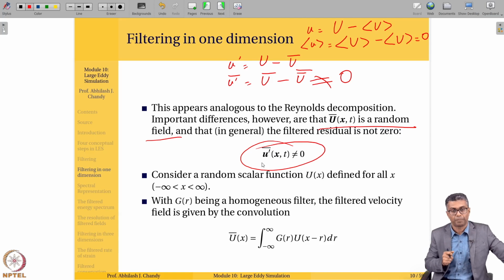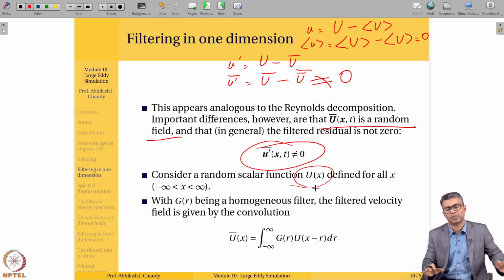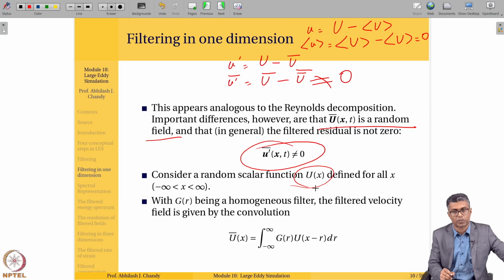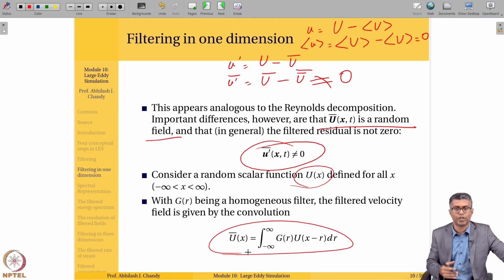Now, next point. Let's say you consider a random scalar function, and we are going to look at it in one dimension. Okay, random scalar function u of x. So forget velocity for now. Let g of r be a homogeneous filter, so not changing with space. It does not depend on x. It only depends on r, which is related to the convolution. Then the filtered random field is given by this: u bar of x is the integral from minus infinity to infinity of g of r u of x minus r dr.